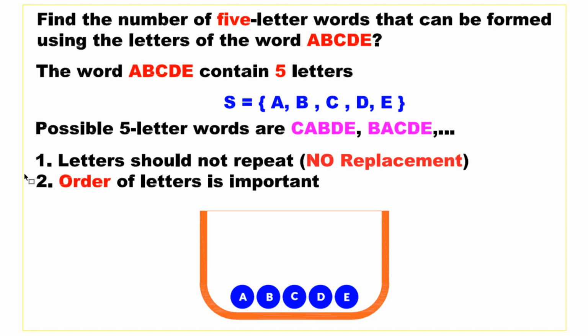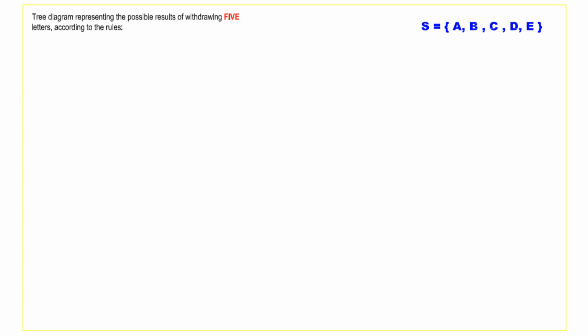And the second thing is, order of letters is important. So we are changing the order of these letters to change the word. We are going to create all possible ordered words using the tree diagram according to the following rules. The first one, we are withdrawing these letters in 5 consecutive turns. And why 5? Because if we want to create a 2-letter word, we have to withdraw twice. If we want to create 5-letter words, then we have to withdraw these letters 5 times. So here we have 5 consecutive turns of withdrawal.